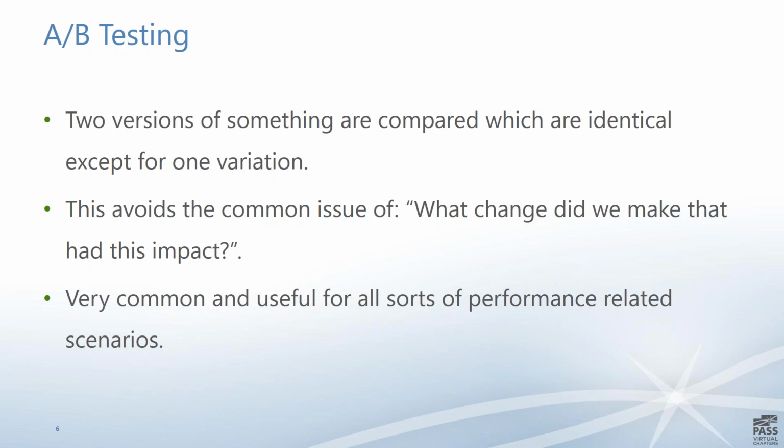We deployed 6 things, again, trying to throw things at the wall, and then it actually got slower. And now what do we do? Do we take all 6 back? Do we just take 3 of them back? And so on, right? So definitely you want to stick with one change at a time. And A/B testing, this very simple idea, is very common and useful for all sorts of performance related scenarios, right?